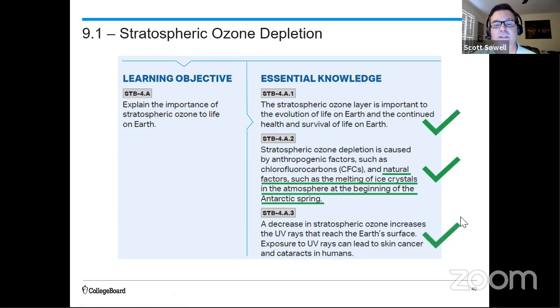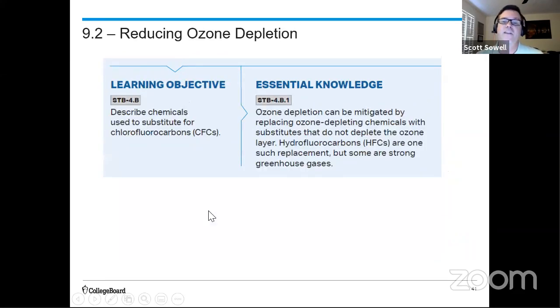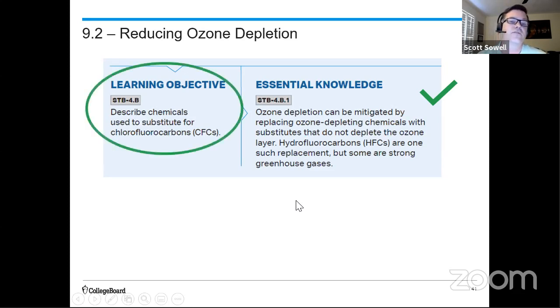And what would happen if this depletion continued? We would have increased rates of skin cancer and cataracts in humans. So basically, because we know all this, we should be able to explain the importance of the stratospheric ozone to life on Earth. And if you haven't really looked at some of these unit guides yet, you should realize that these are the essential knowledge statements that you should know in order to explain the importance of stratospheric ozone to life on Earth. And then for 9.2, we talked about the replacements, the HFCs, and some of the pros and cons of that. So based on that, we should be able to describe the chemicals used to substitute CFCs.